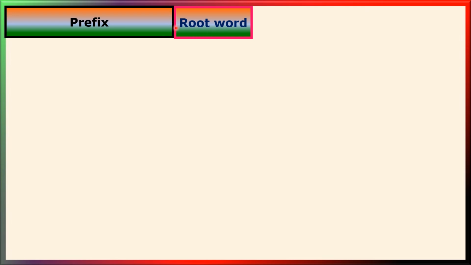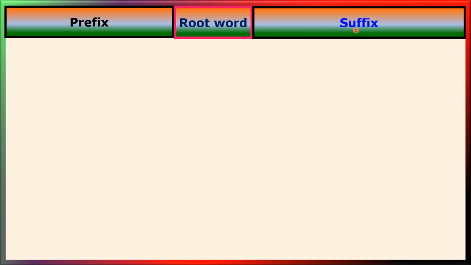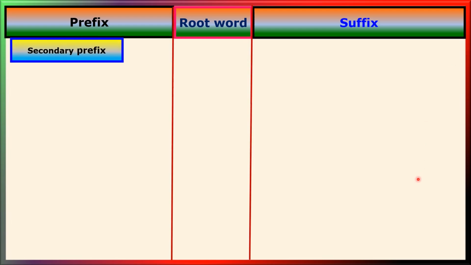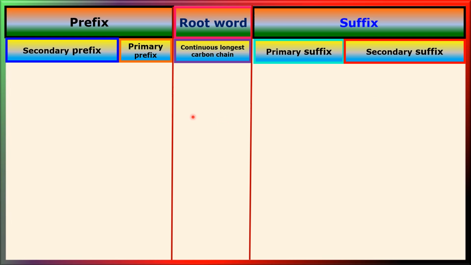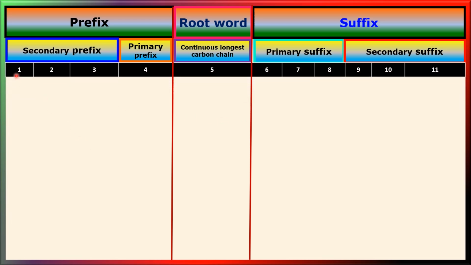Root word, here prefix, to the right we have suffix, and in prefix there are several prefixes, and in suffix also we have several suffixes. Let us see here. In prefix we have secondary prefix and primary prefix. Similarly, under the root word, depending upon the number of carbon atoms present in the longest carbon chain, root word is named. And under the suffix we have primary suffix and secondary suffix. So totally there are 11 parts in the IUPAC structure.